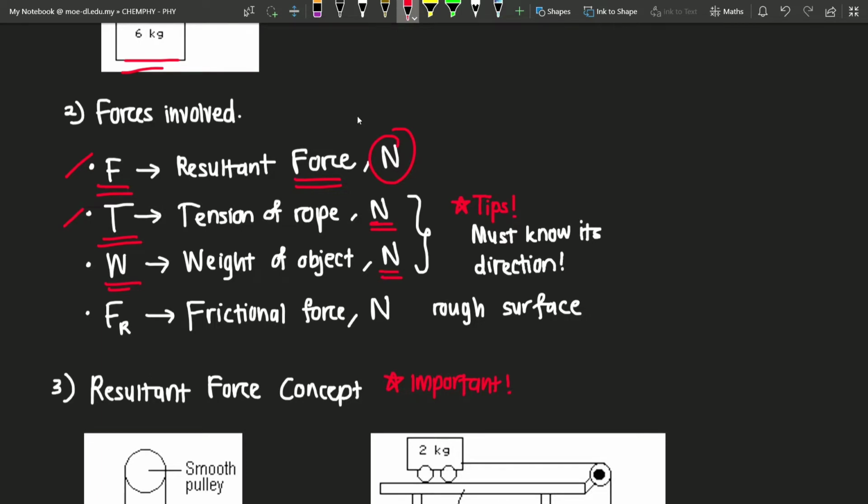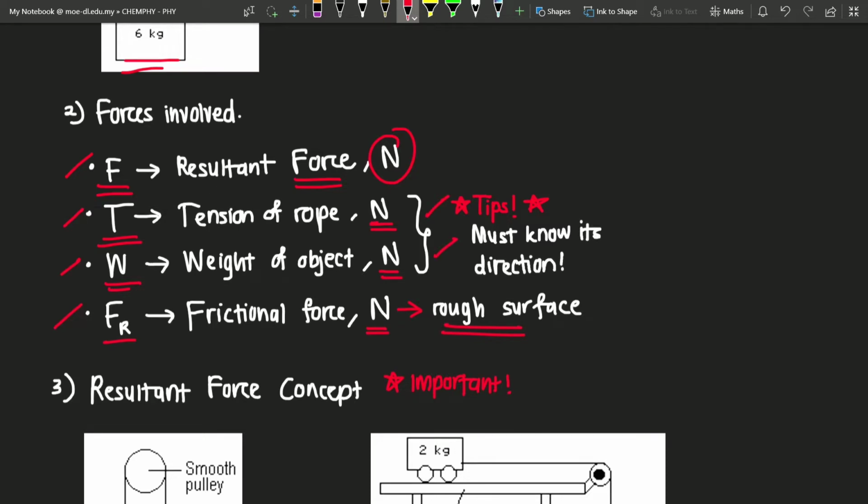And then the last force is our FR, frictional force, daya geseran. Also unit must be in Newton. And hati-hati dekat sini, daya geseran, your frictional force is only used in rough surface. Dalam permukaan kasar sahaja, kalau soalan bagi tahu, kita akan consider daya geseran. So tengok tips dekat sini. You guys must know the direction of these two forces. Tension of the rope as well as the weight of the object.